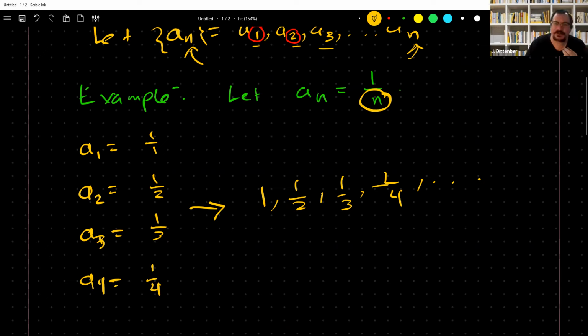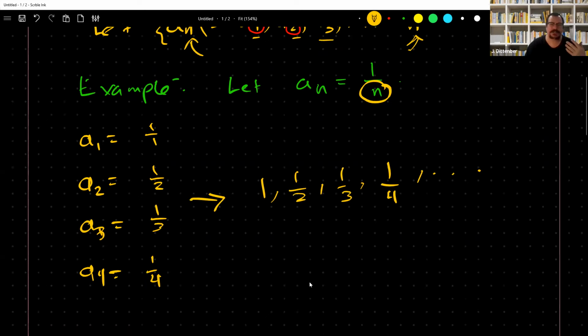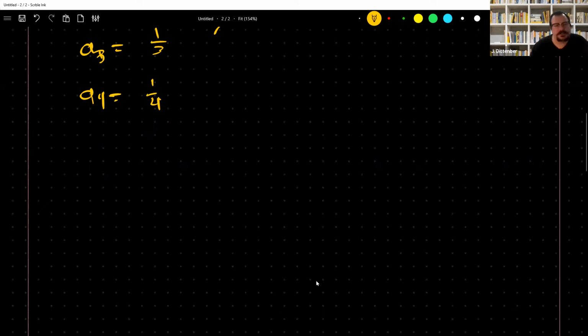Now this is a very interesting sequence, I think. And one thing that's interesting about this sequence is what happens when n gets very large. So if I have n equal to 500, then I have 1 over 500. Now, is this number very big or very small? Yeah, it's very small. And if you don't remember how to do fractions, you can think about it like this.